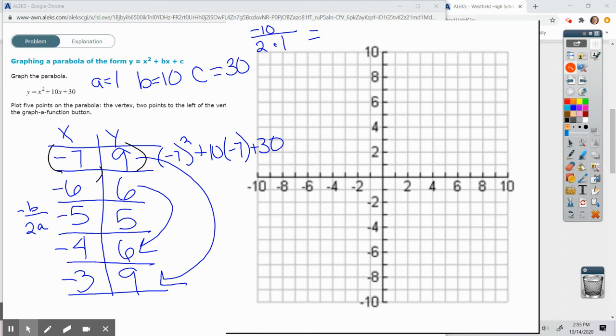So I'm going to plot negative 7, positive 9. Okay, then I'm going to plot negative 6, positive 6. Negative 5, positive 5. Negative 4, 6. Negative 3, 9. And here is our quadratic. Okay, so that's what we should be doing for the second problem in your review packet today.